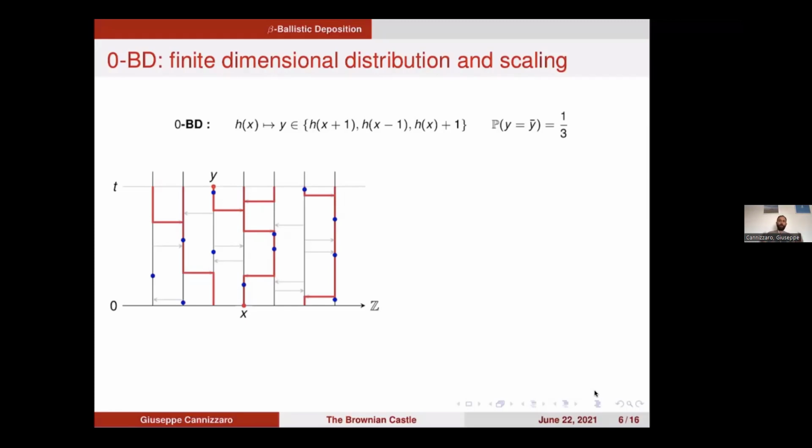Good, but now how should I rescale the process in such a way as to see a meaningful scaling limit? Well, as I saw in the previous talks, I need to rescale space and time diffusively because I want these random walks to converge to Brownian motion. Okay, so the relation is 1, 2, which is diffusive.